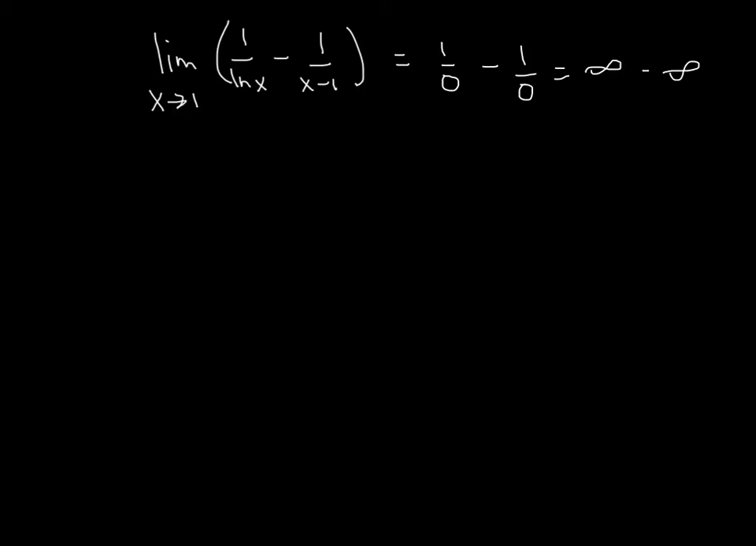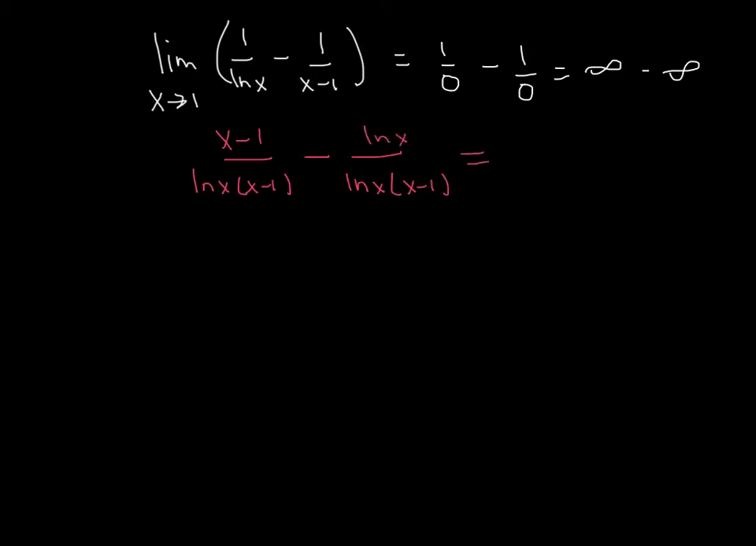And so what we're going to do is combine these fractions by getting a common denominator. So we're going to multiply the first fraction top and bottom by x minus 1. So we're going to have x minus 1 over the natural log of x times x minus 1. And then the second fraction, we're going to multiply top and bottom by the natural log of x. So once again, the denominator is going to be natural log of x, x minus 1. And the numerator is simply going to be natural log of x.